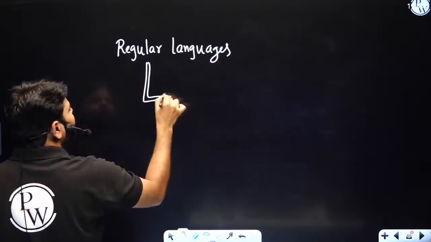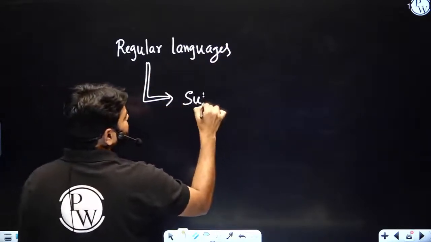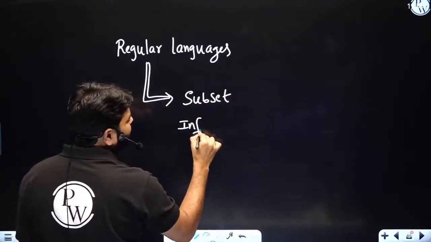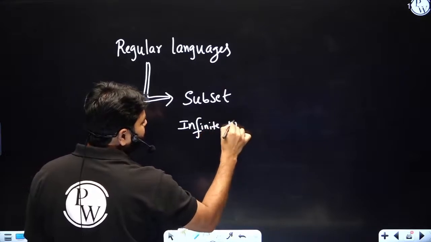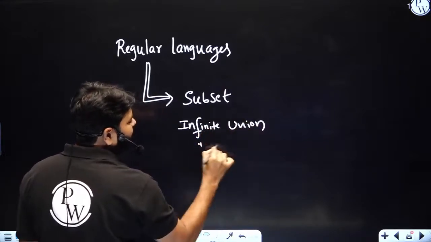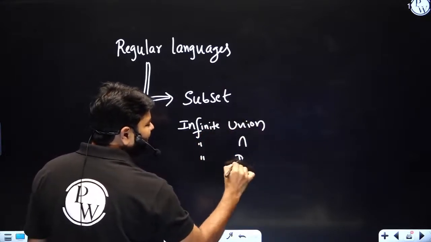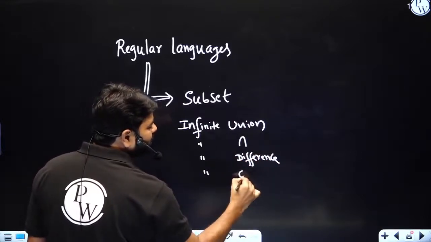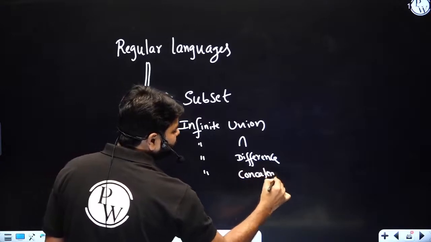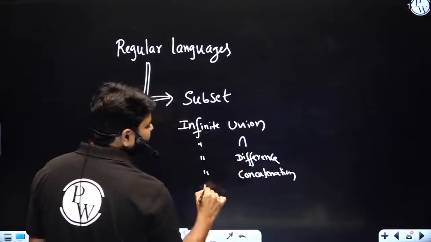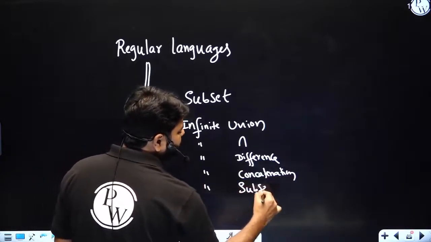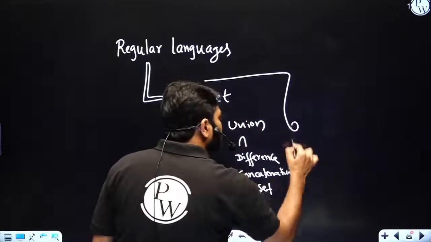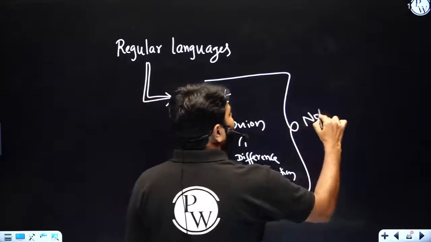Mainly, you should remember the subset operation. Not only this, when you talk about infinite union, infinite intersection, infinite difference, and infinite concatenation, infinite subset, these things are not closed for regular languages.